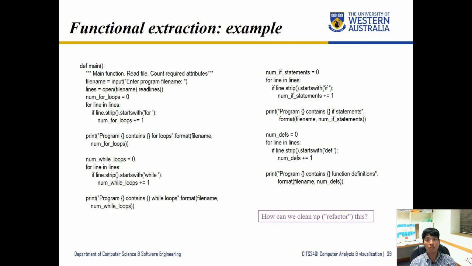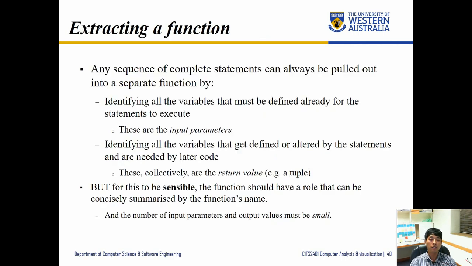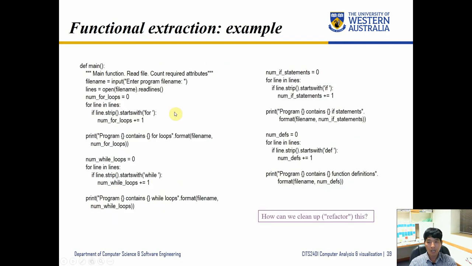So, where would you start? Well, I have some rules that you can use if you're still unsure which ones you want to group together. Any sequence of complete statements can always be pulled out into a separate function by identifying all the variables that must be defined already for the statement to execute. So whichever line, how many lines, we can always pull it out and make it a function as long as we identify all the inputs they need and capture all the outputs they generated, which will be used by the remaining pieces of code.